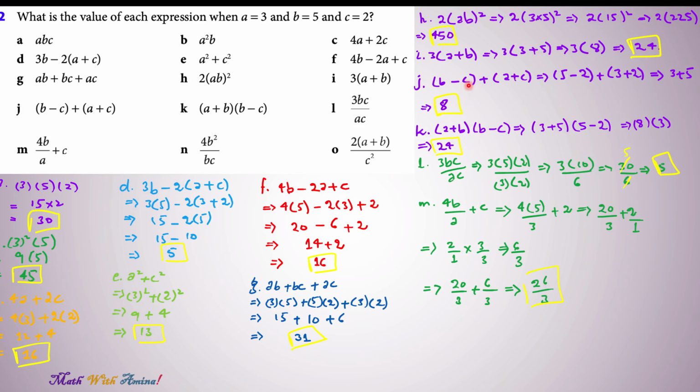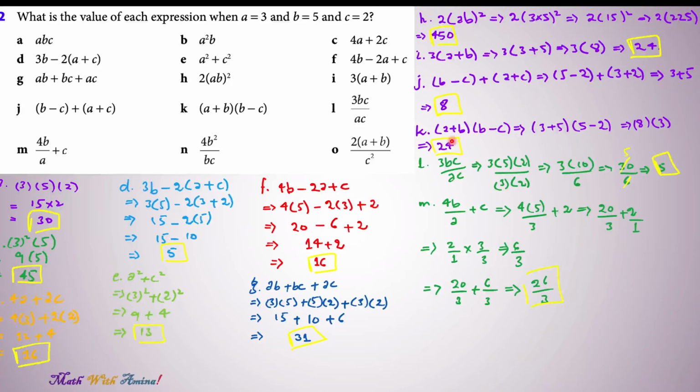b minus c plus a plus c. So we will replace the variables with their values. b minus c would make the expression 5 minus 2 plus a plus c is equal to 3 plus 2. So now this is the expression. 5 minus 2 is equal to 3, and 3 plus 2 is equal to 5. In between is the addition, so 3 plus 5 is equal to 8.